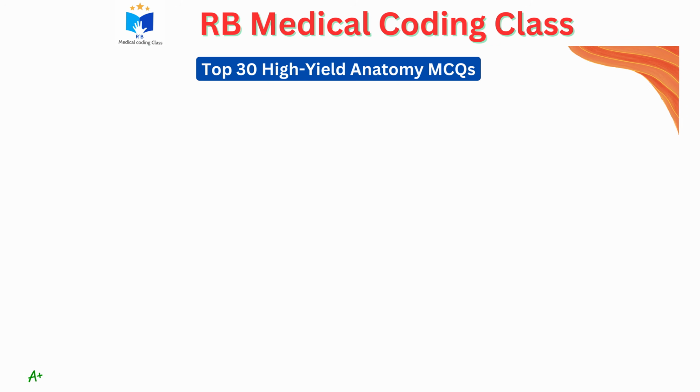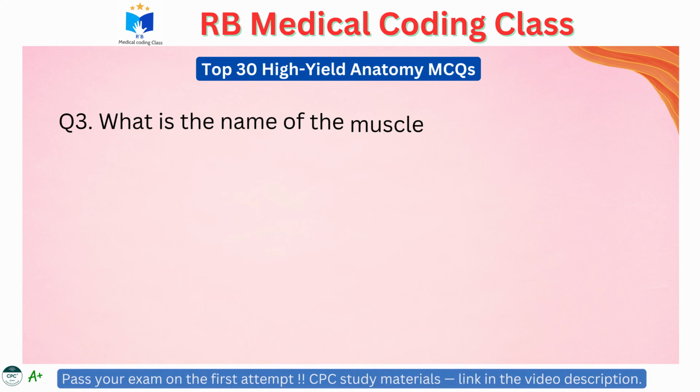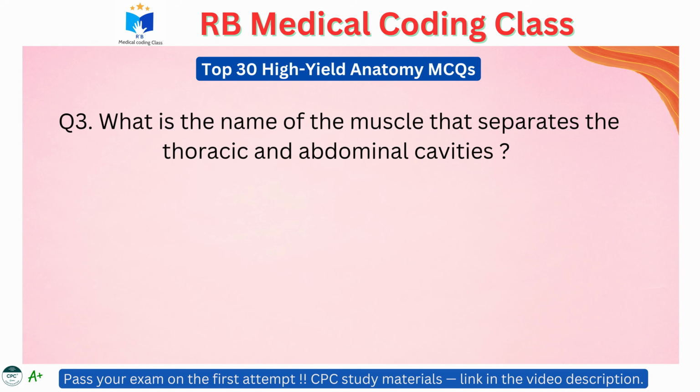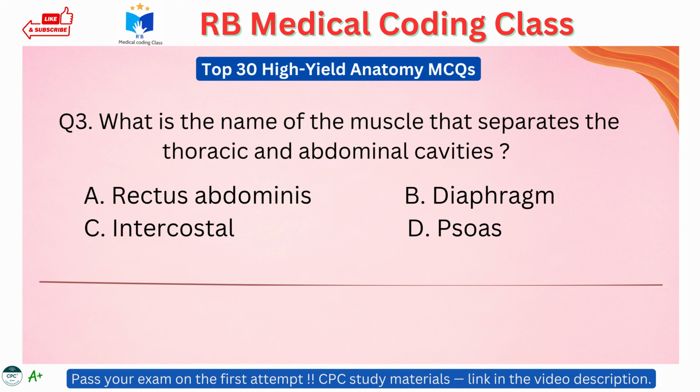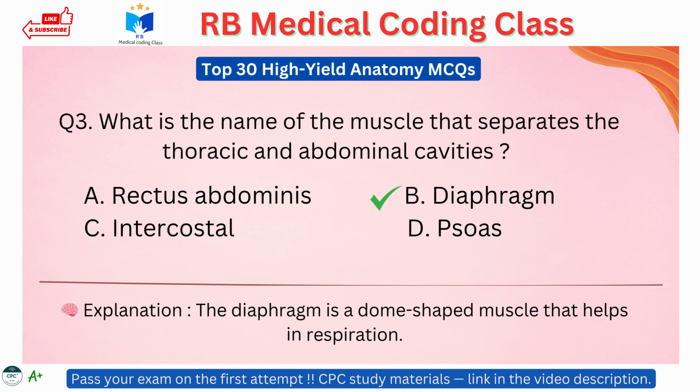Question 3. What is the name of the muscle that separates the thoracic and abdominal cavities? A. Rectus abdominis. B. Diaphragm. C. Intercostal. D. Psoas. Answer. B. Diaphragm. Explanation. The diaphragm is a dome-shaped muscle that helps in respiration.